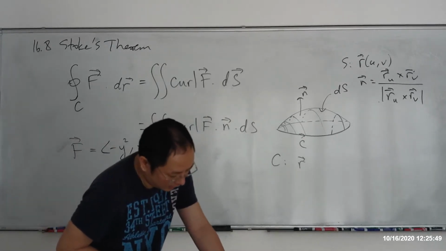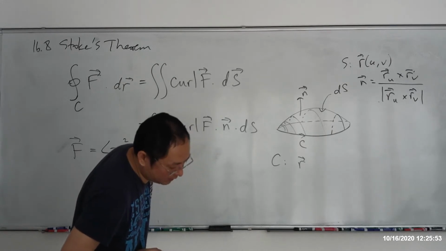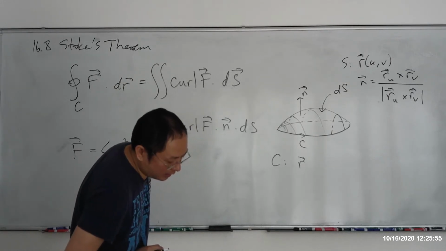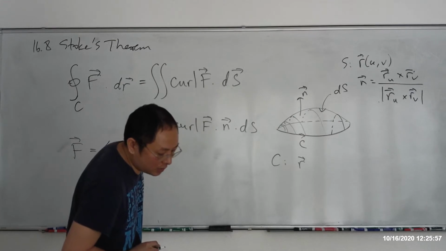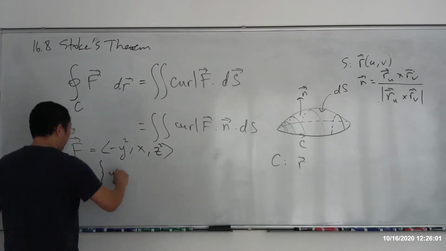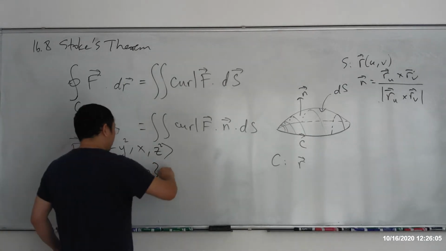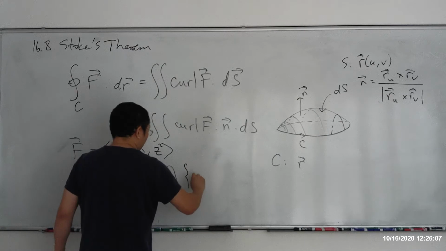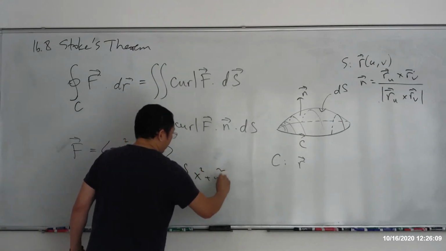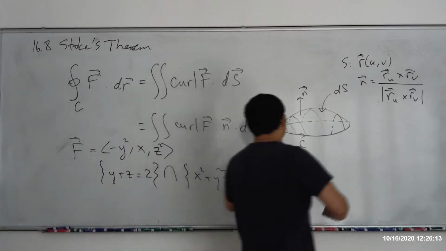And then the curve C is the intersection of the plane y plus z equals 2, this is the plane, and then the intersection with the cylinder x squared plus y squared equals 1. And this is the cylinder. Now let me try to draw the picture for you. You see it.